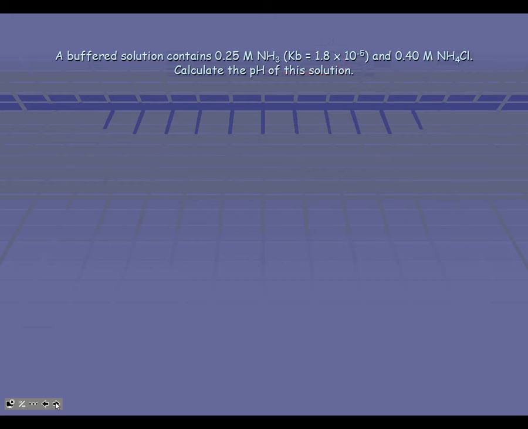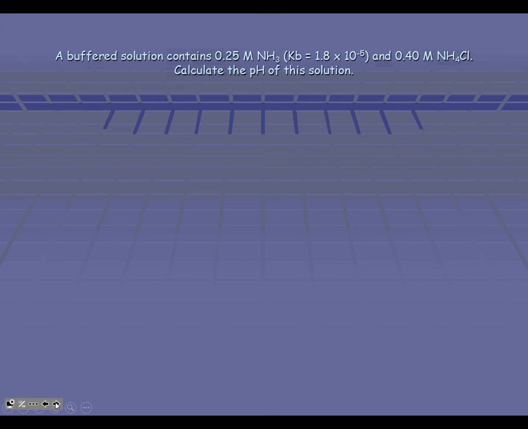So this time we're working with a buffered solution. I even told you it's a buffer, so you don't even have to guess. That contains 0.25 molar ammonia with a Kb. Now this is a dead giveaway. That's a Kb, so that thing over there has got to be a base. And 0.40 molar ammonium chloride. Calculate the pH of this solution.